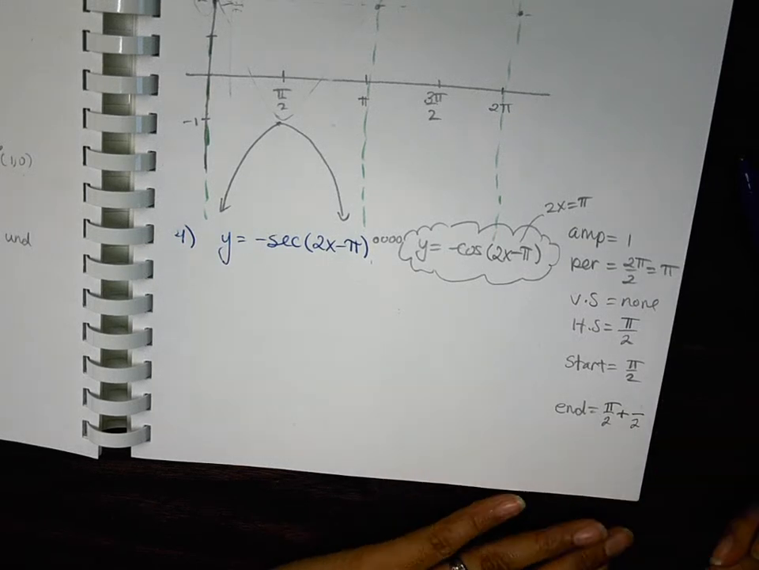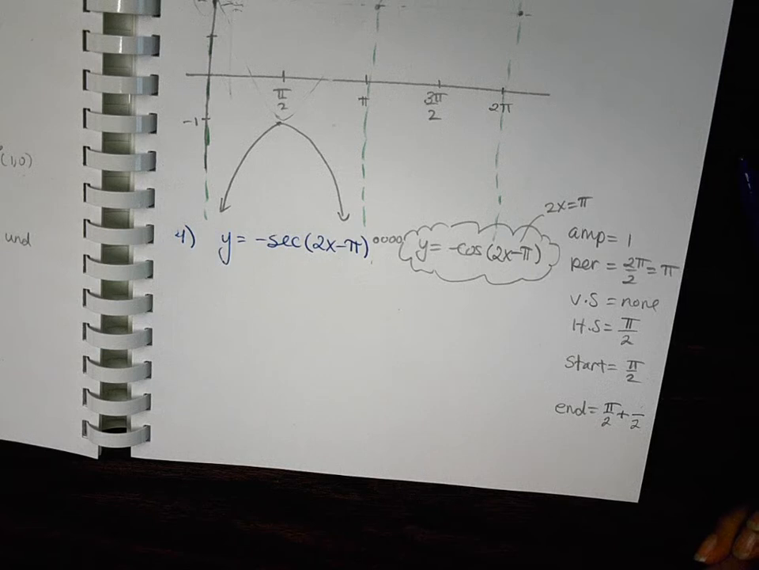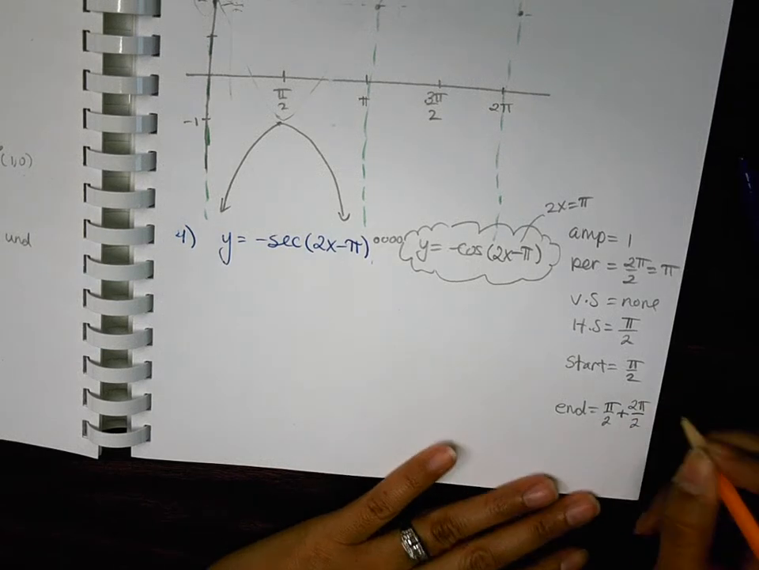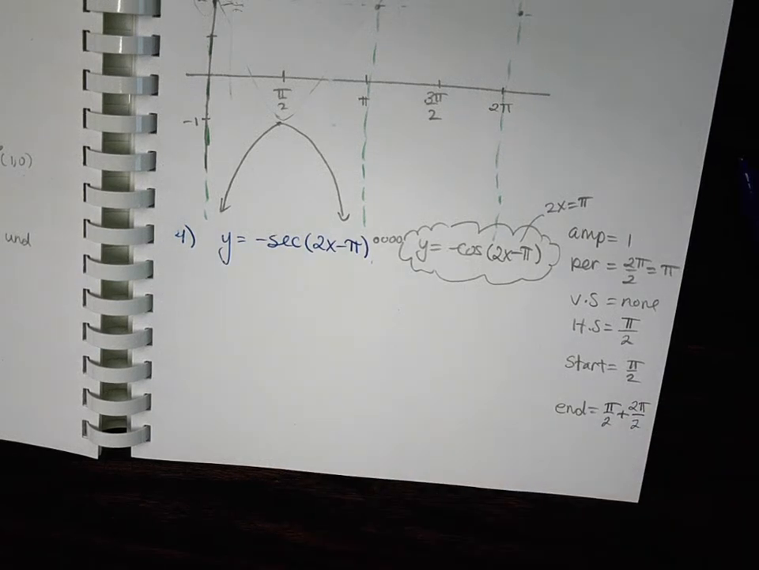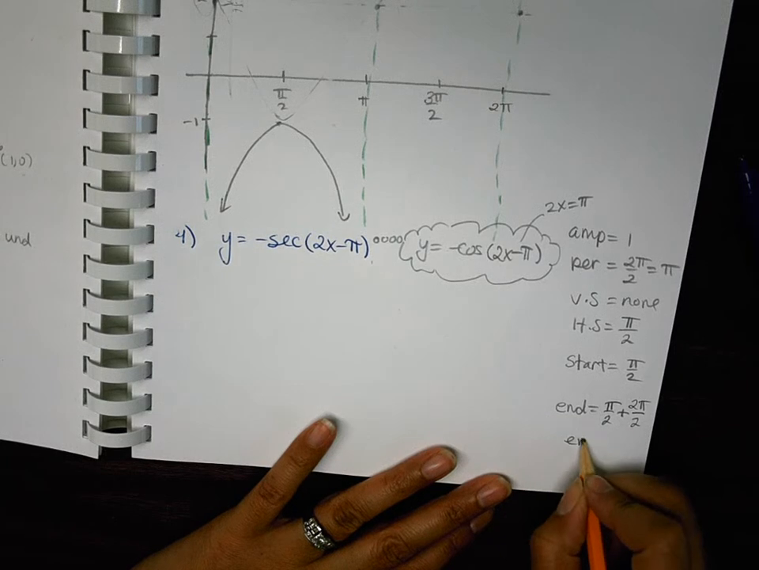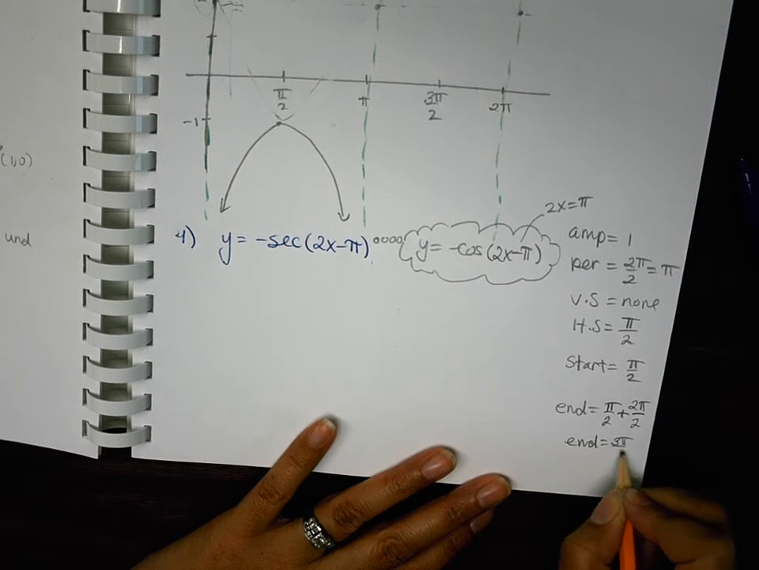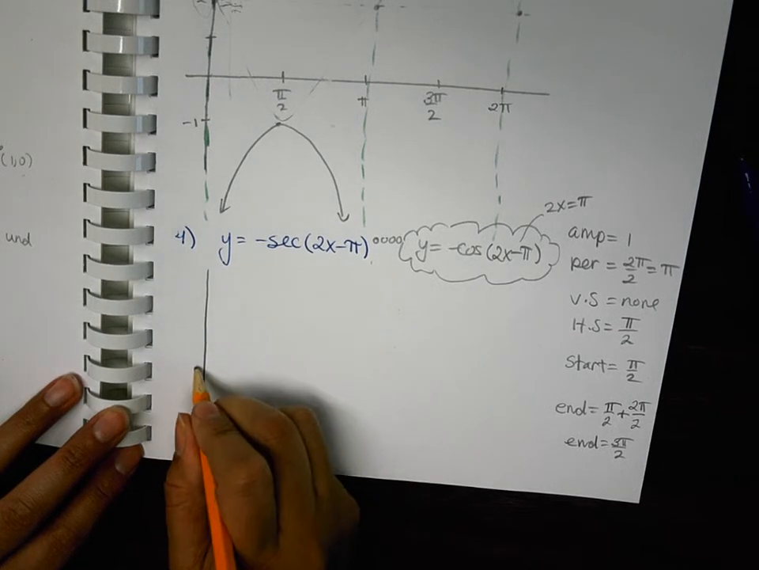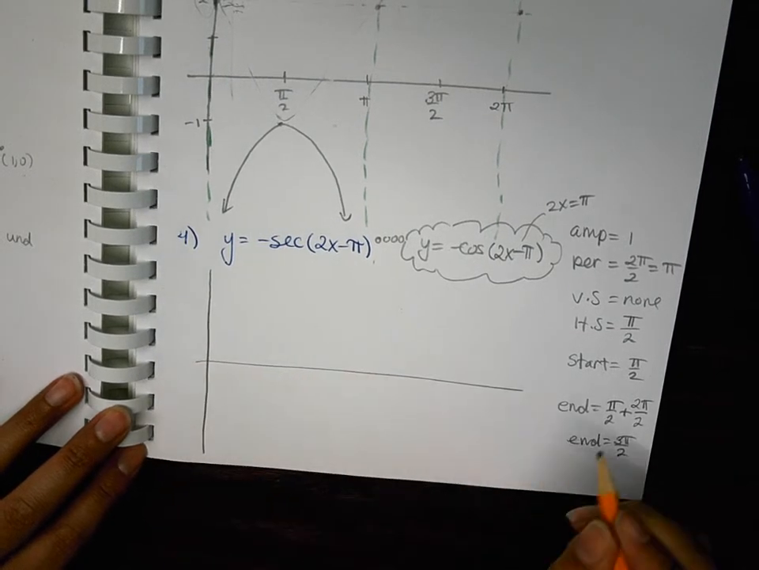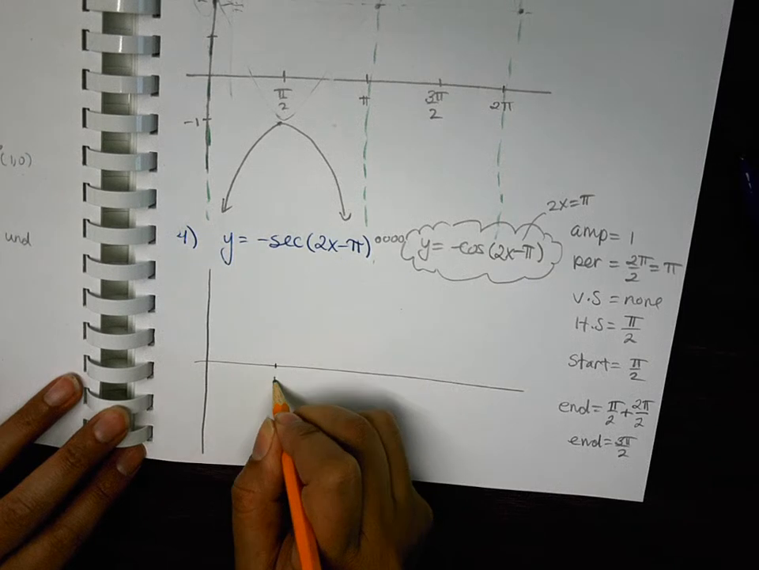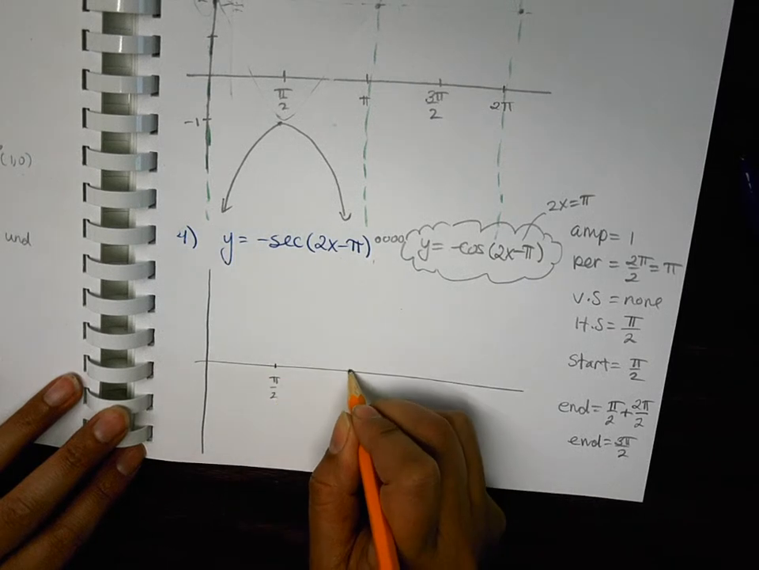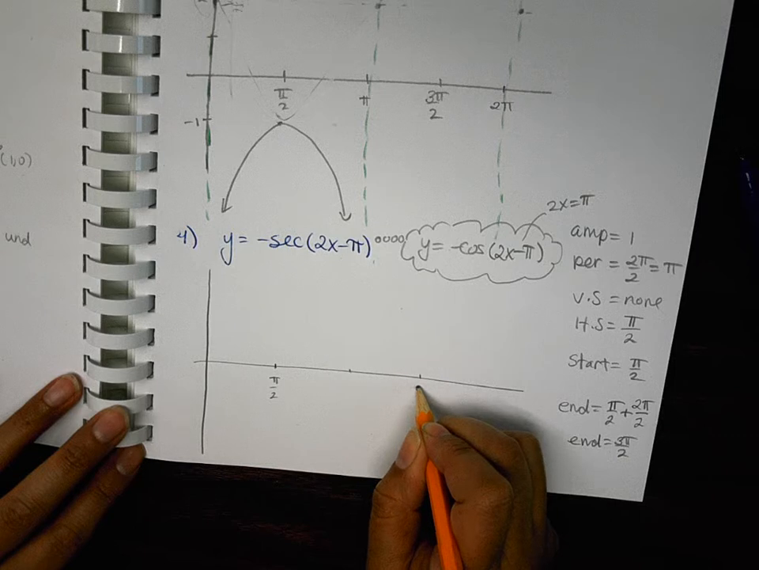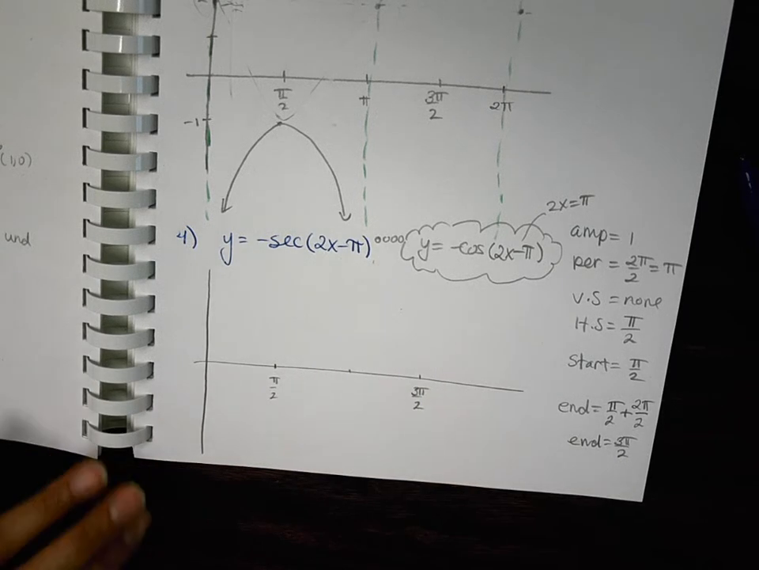What should I change pi to so it has a common denominator? 2 pi over 2. Is 2 pi over 2 equivalent to pi? Yeah, why would I do that? Common denominator. All right, so what is the end? 3 pi over 2. One over 2, 2 over 2, 3 pi over 2. All right.